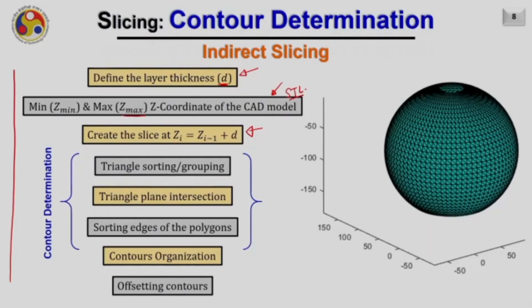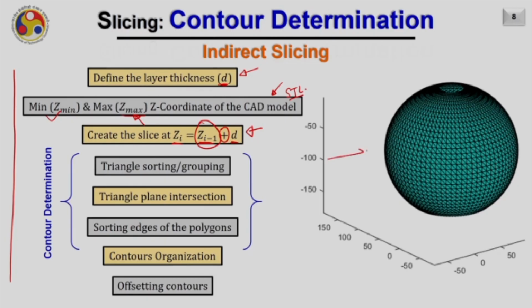The next step is to create the ith slicing plane at a height Zi equals Zi minus 1 plus D. Now, it depends what the value of Zi minus 1 will be. If you are using the bottom-up approach, Zi minus 1 will be the minimum Z. If you are using the top-down approach, then it will be Z max, and also in that case the sign will change because you are coming down each time.